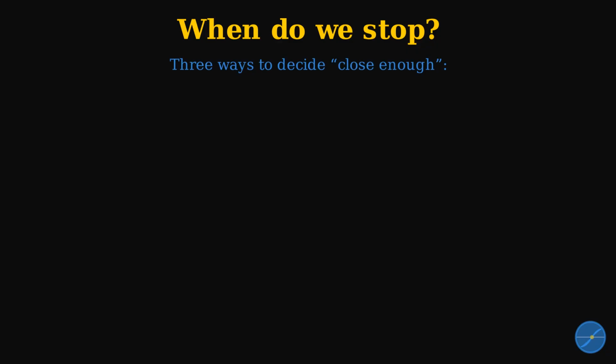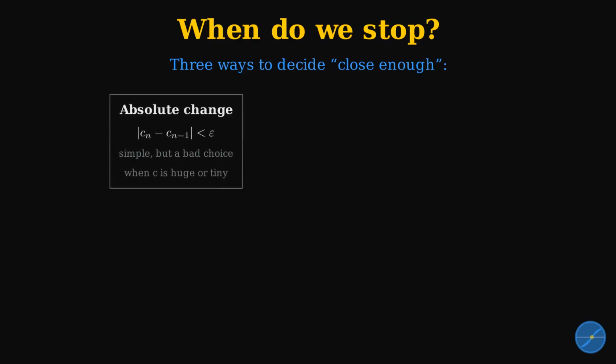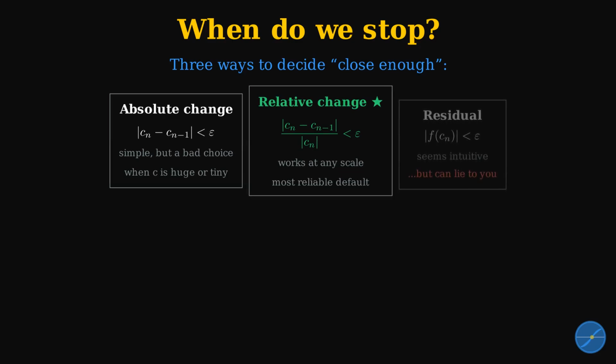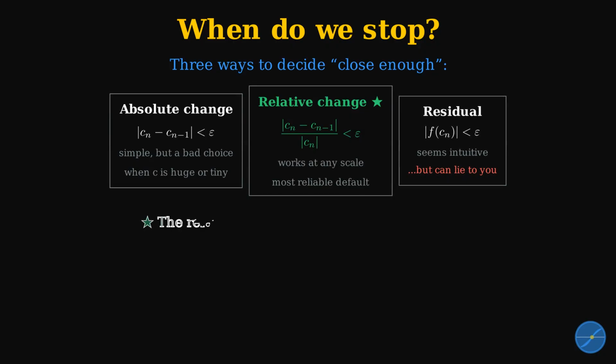One practical question remains: when do we actually stop? There are three common ways to decide you are close enough. First, absolute change. Stop when consecutive estimates barely move. Simple. But it misbehaves when C is very large or very small. Second, relative change. The same idea scaled by the size of C. This one works at any scale and is the reliable default. And third, the residual. Stop when f of C is tiny. Intuitive, but it can lie to you. When in doubt, reach for the relative change.